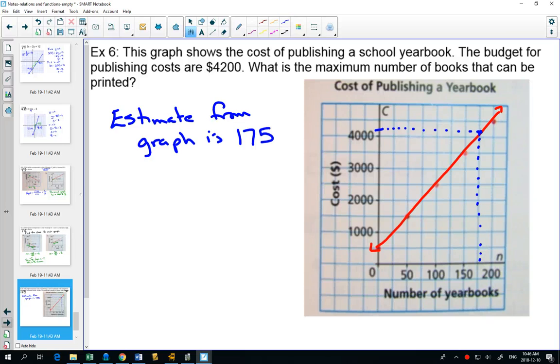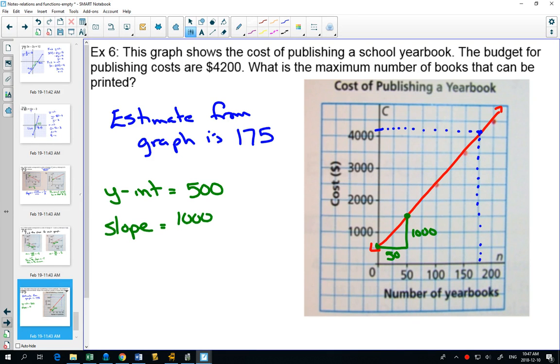Can you look at this equation and can you see where the y-intercept is? The y-intercept is at 500. Just for signing up that we'd like a yearbook, they're going to charge us $500 for the setup fee. Then the slope, well, we could go from this point to this point. We go over 50 and we're going up 1,000.